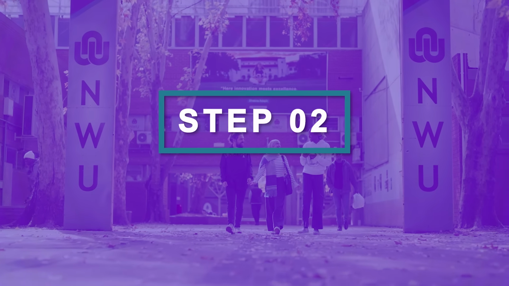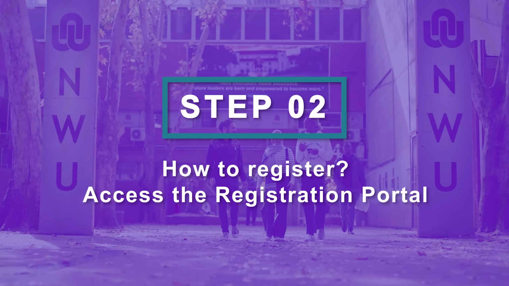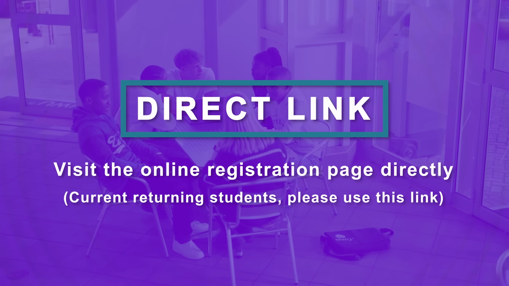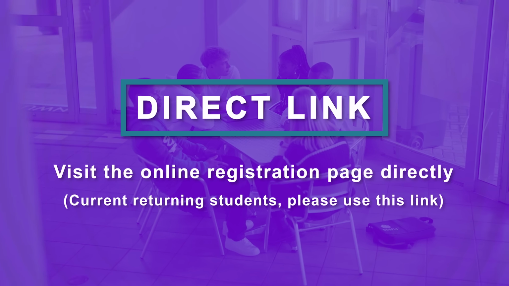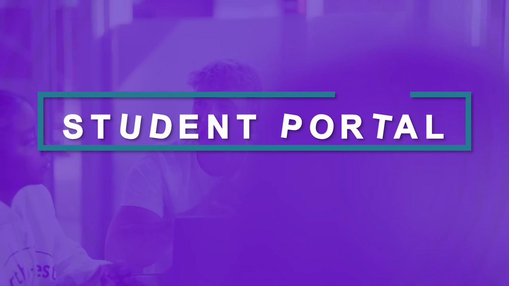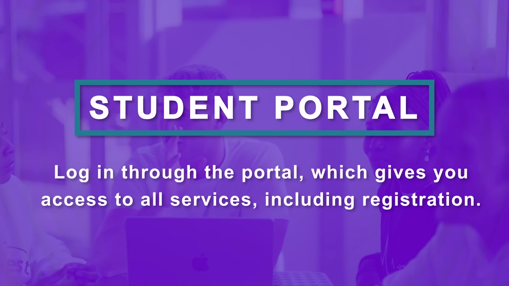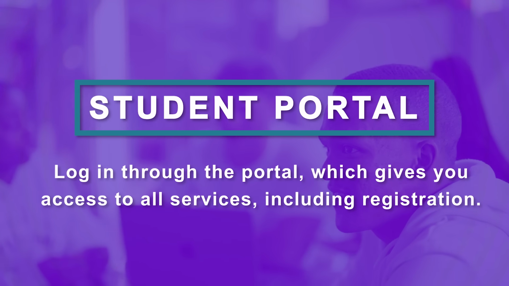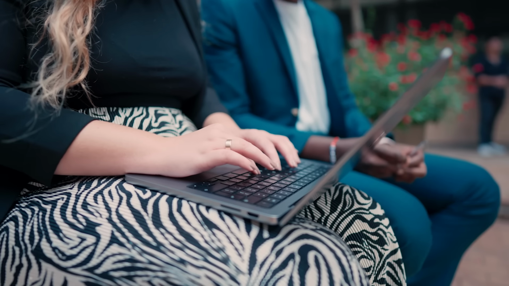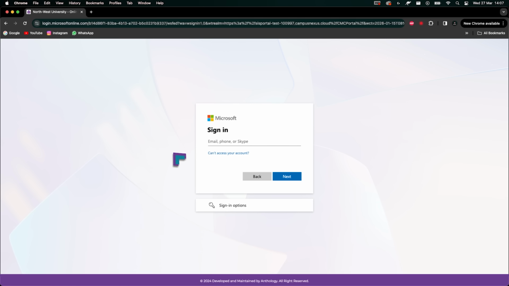Step 2. How to register. Access the registration portal. You can access NWU's registration platform in two ways. Direct link. Visit the online registration page directly. Current returning students, please use this link. Student portal. Log in through the portal, which gives you access to all services, including registration. Go to the NWU Self-Help portal and log in with your student portal login details.